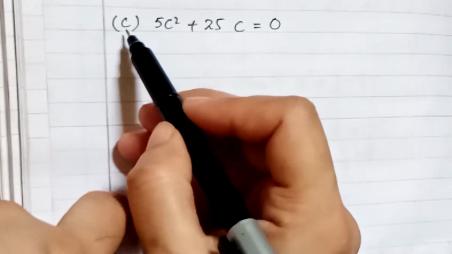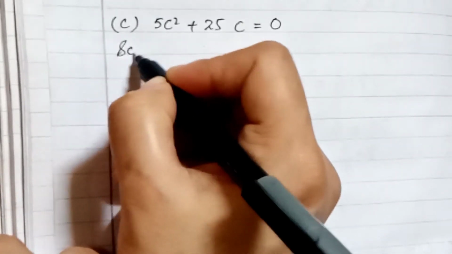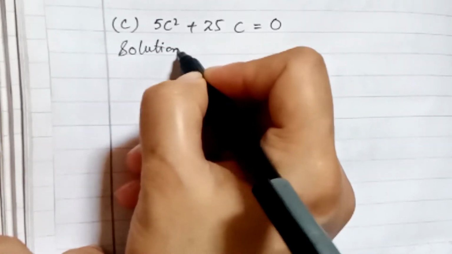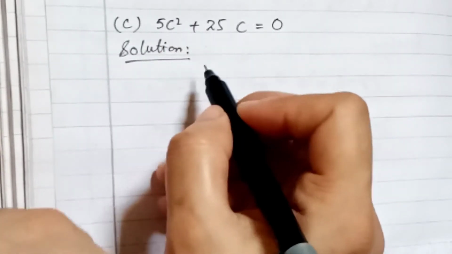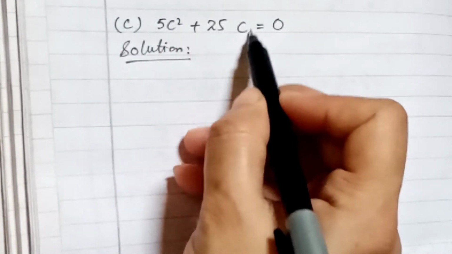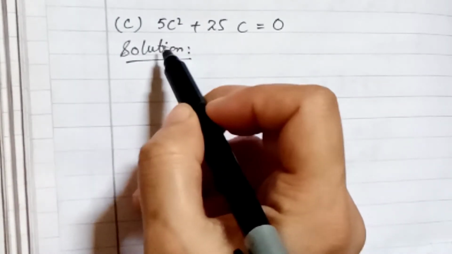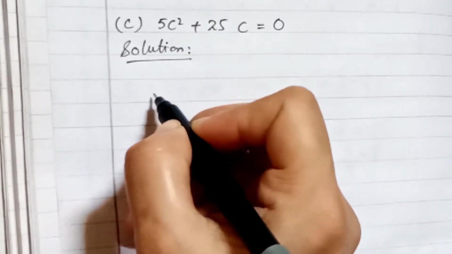Okay, moving on to the c part, 5c square plus 25c equals 0. We have to convert it into two factors. So we have to take common. Here we can take common c with power 1 and also 5. We can take common 5 also here.